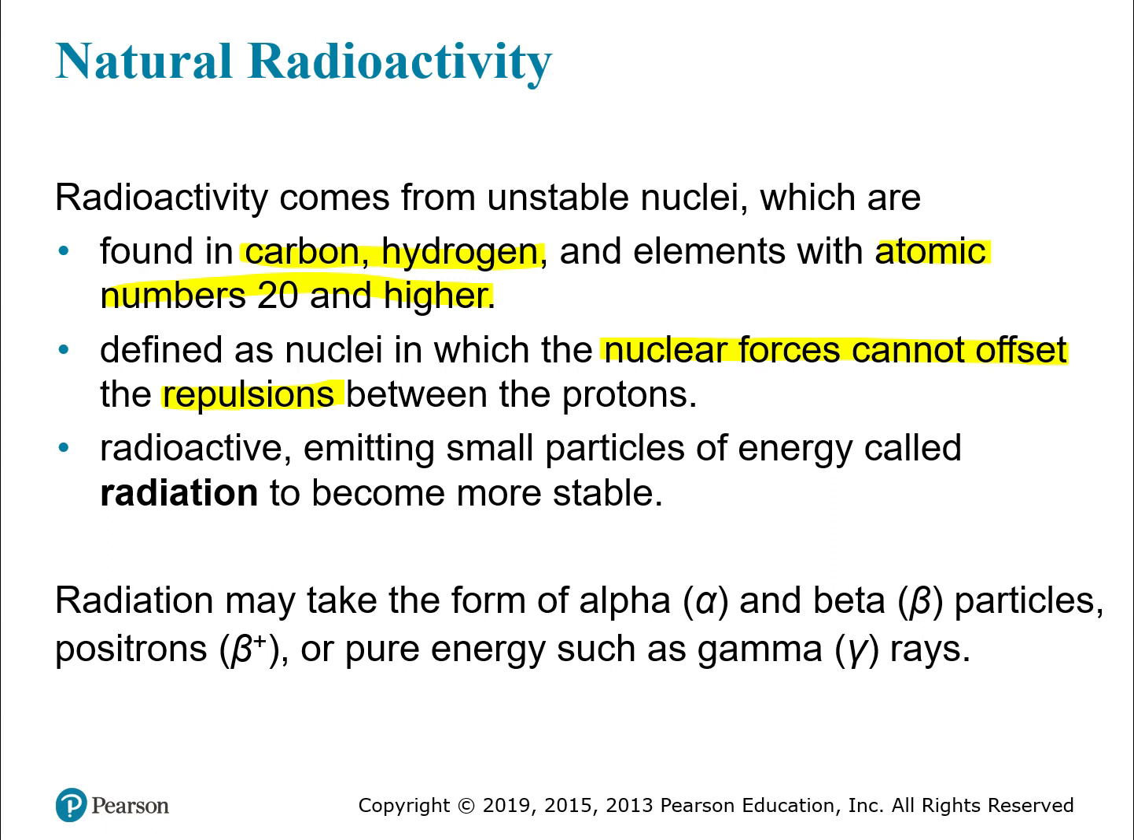Radioactivity comes from small particles of energy called radiation. And that radiation is emitted so that the nucleus becomes more stable. We've got three forms that we're going to talk about. We've got the particles, alpha and beta. We've got positrons, and we've got pure energy.